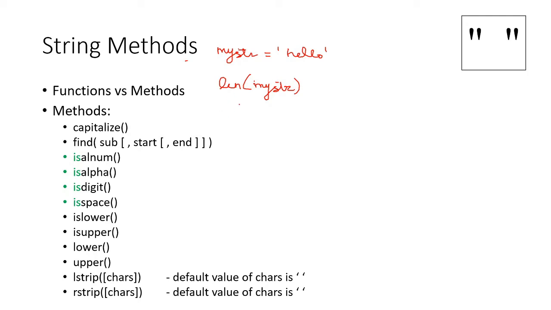But in case of methods, first you need to write the variable. Then you need to write the dot notation, and afterwards you need to write the name of the method. Let's say in this case capitalize and then empty brackets. When this statement is executed, the capitalize method is going to take the value stored in this variable, do some operation on it and make the changes in this string itself. So now we are going to discuss a few of the methods and functions available with strings with the help of IDLE.